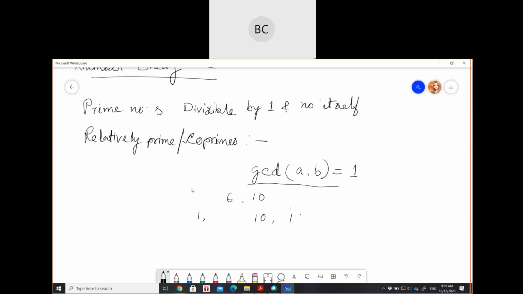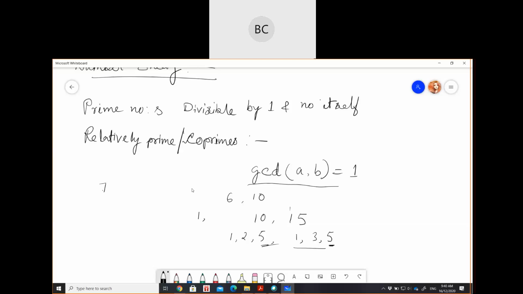10 and 15, you said. If I take 10 and 15, what will be the divisors? 1, 2, 5. And for 15, it can be 1, 3, again 5. No, this is not a co-prime pair either. Why? Because 5 is another common factor for both. So what's the GCD, the highest common divisor? 1 means there should not be any common divisors apart from 1. There should not be any cofactors apart from 1.